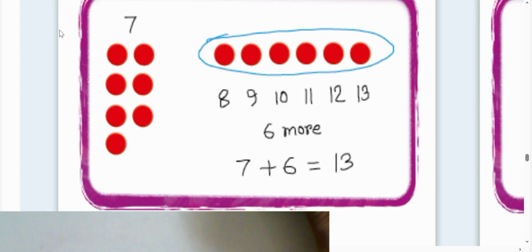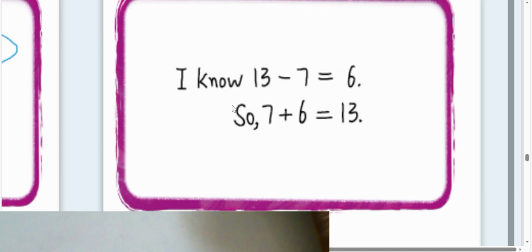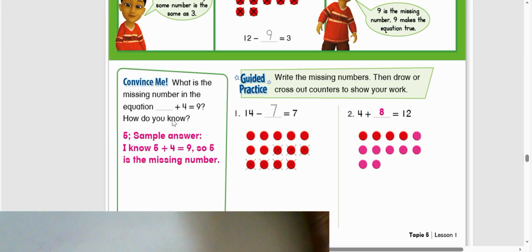You can do this by counting after 7: 8, 9, 10, 11, 12, 13. The number will be 6 more. Okay, you can write 13 minus 7 equals 6, then 6 plus 7 equals 13.